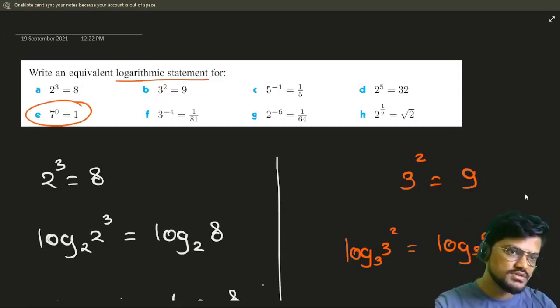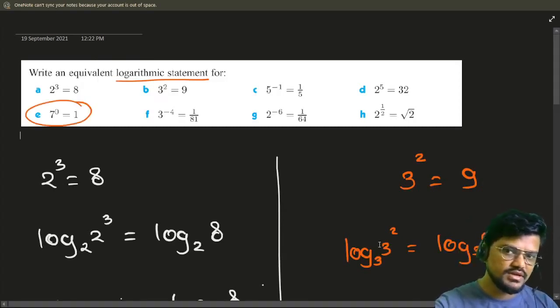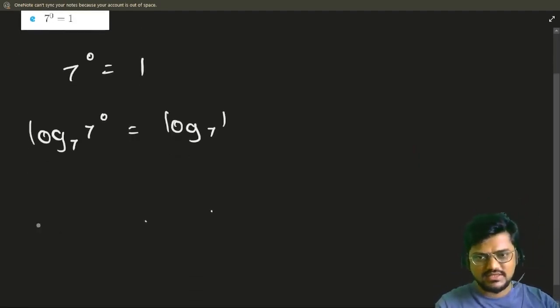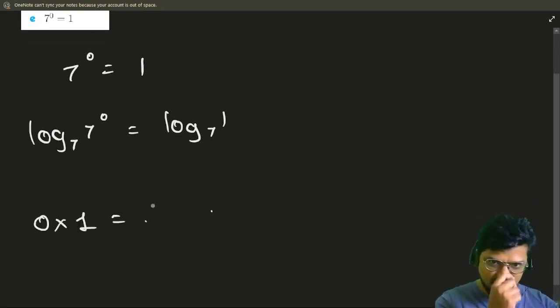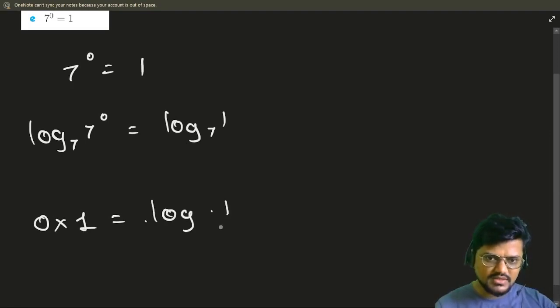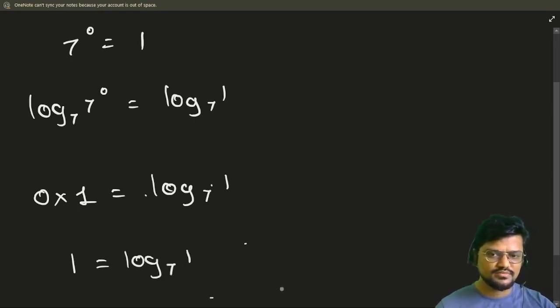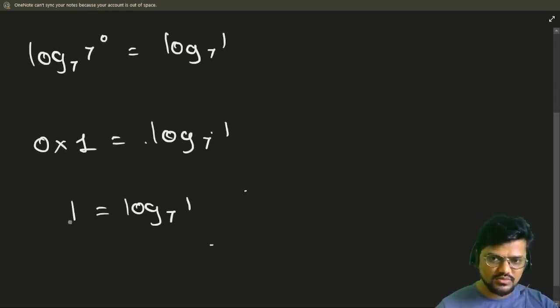Yeah, 7 raised to 0 will be equal to 1, because anything raised to 0 is 1. Now what I will do is take this 0 on the backside: log 7 to the base 7 is what? 1. So 0 equals log 1 to the base 7, and 0 into 1 is 0 only, and that is log 1 to the base 7. Oh, sorry, this is 0. This would be your answer.